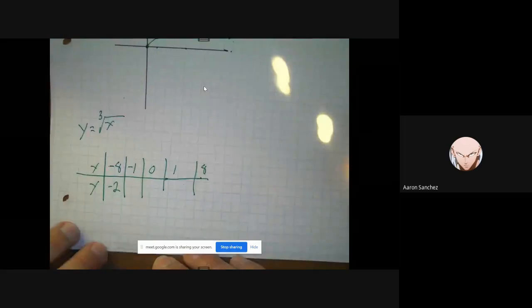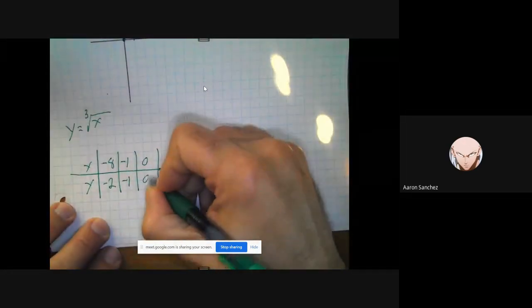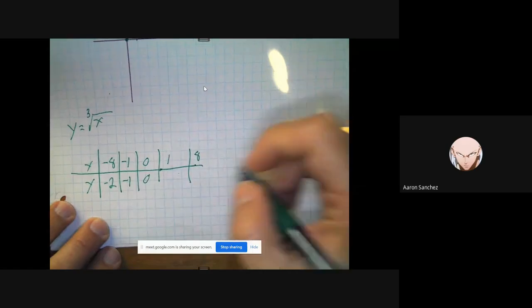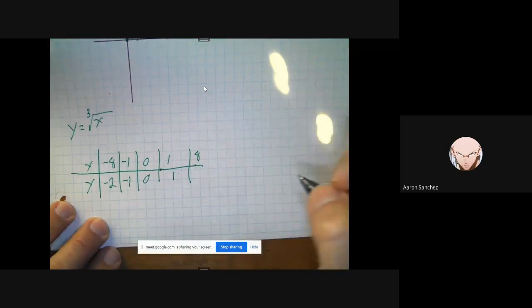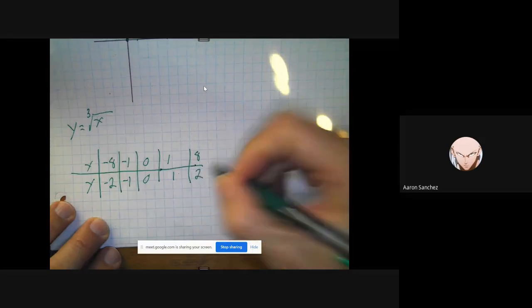Graph this with me. Cube root of -1 is -1. Cube root of 0 is 0, because 0 times 0 times 0 is 0. Cube root of 1 is 1, because 1 times 1 times 1 is 1. Cube root of 8 is 2.